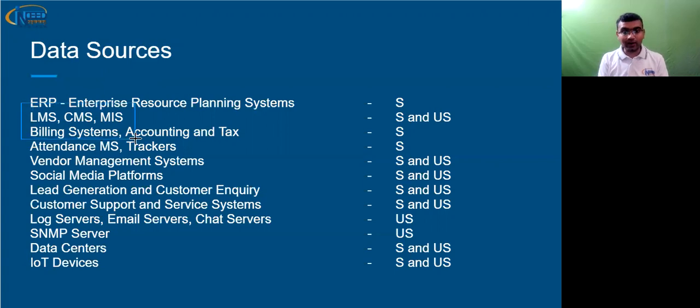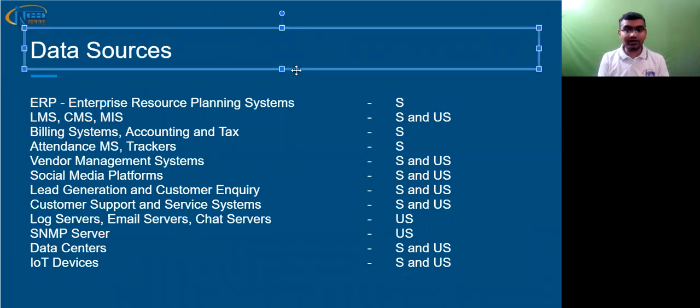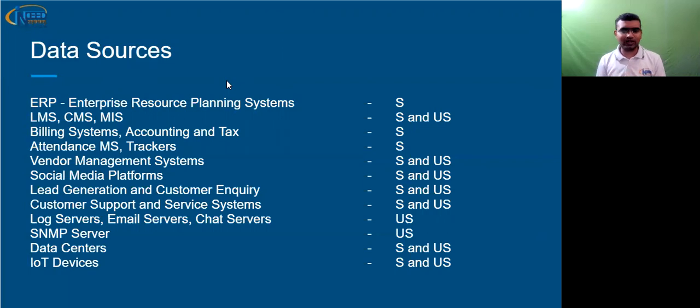Then billing systems, accounting systems. So these particular systems, they basically contain mostly structured data. Attendance management, trackers, like task trackers or worksheets, they also contain structured data. Then we have vendor management systems, social media platforms, lead generation. These platforms, they contain data which is structured, semi-structured, and unstructured also. For example, vendor management, if we are getting some invoices, hard copies, so we scan them and we upload them. So that hard copy scan, that particular thing is unstructured, right?